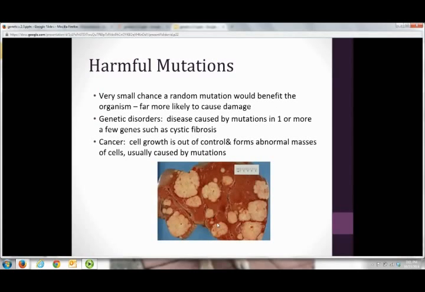Most mutations actually do end up being harmful. There is a very small chance that a random mutation would actually benefit the organism. It's far more likely to cause damage. Some examples would be genetic disorders, where you have a disease that's caused by a mutation in one or more of a few genes, such as cystic fibrosis. Another example is cancer, where cell growth becomes out of control and forms abnormal masses of cells. Most cancers are usually caused by mutations.